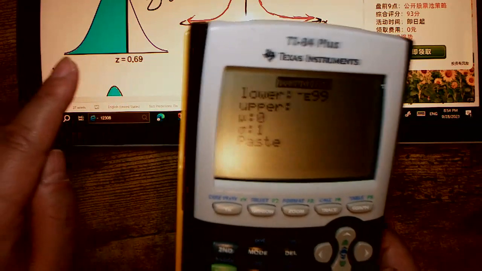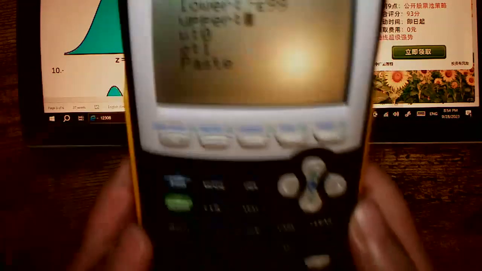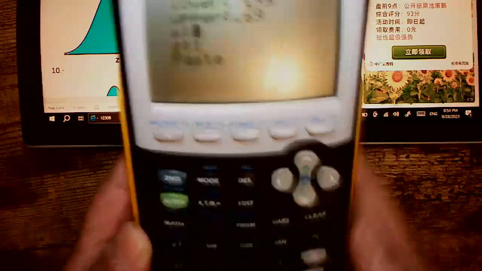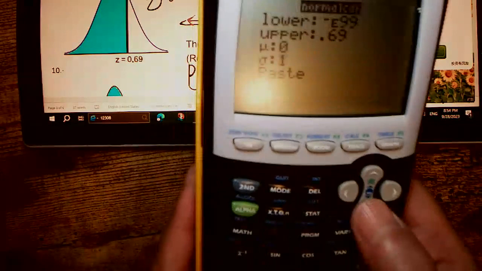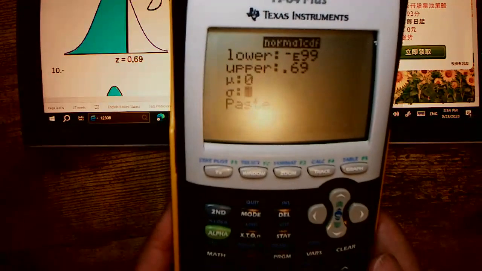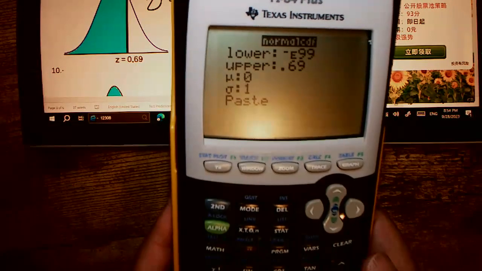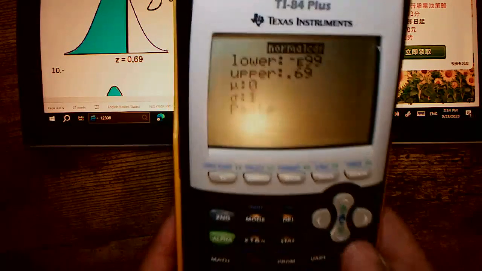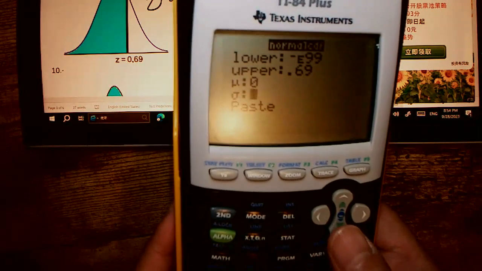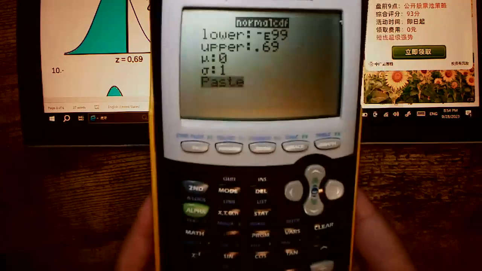Hey, Professor, I think you need to hit a 1 as well. 0.69, and then keep mu equals 0, sigma equals 1. It's defaulted as standard normal, and we are dealing with a standard normal, so keep it. Next time we would use a different mu, different sigma. This time mu is 0, sigma is 1 because it's standard. And then paste.